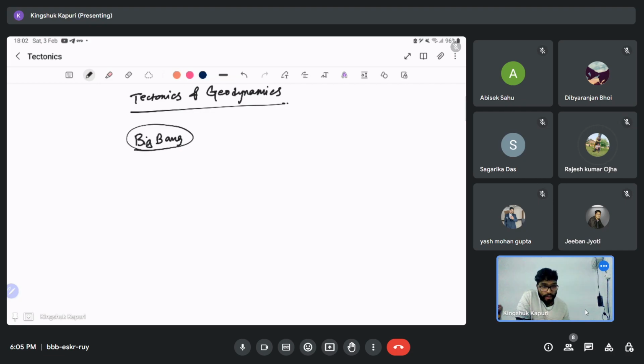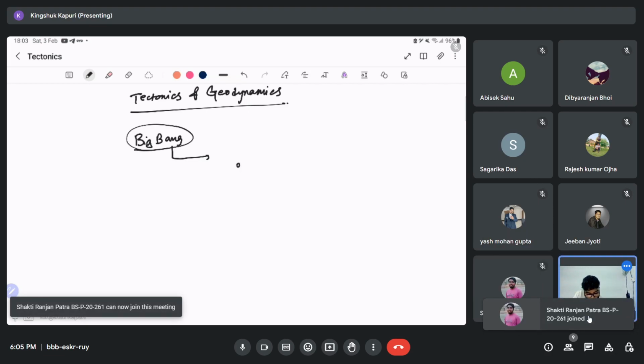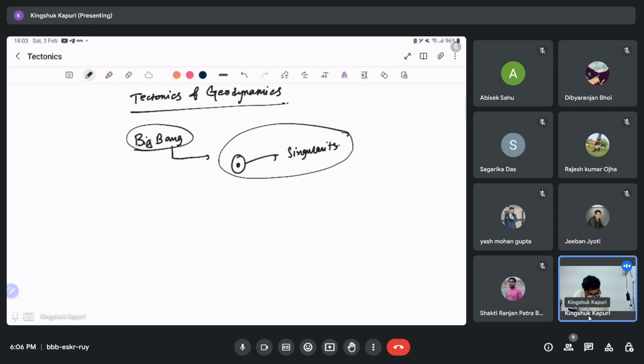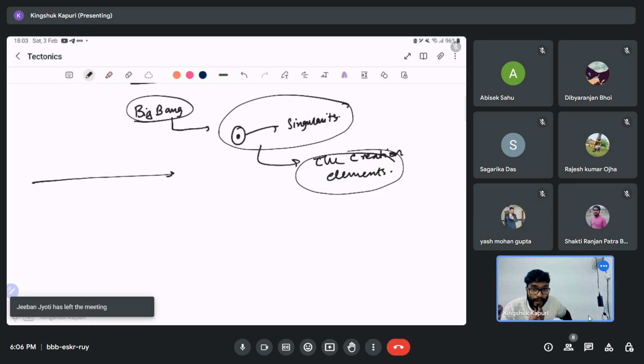Okay. So from this, we can say that the processes, let's say the Big Bang or the nebular hypothesis, started from a single point, which is known as the singularity. At this point, nothing existed beyond it or before it, and after this point the creation of elements took place, right? Now, in order to study tectonics and geodynamics, we first have to know how it all started at the geological point of time.